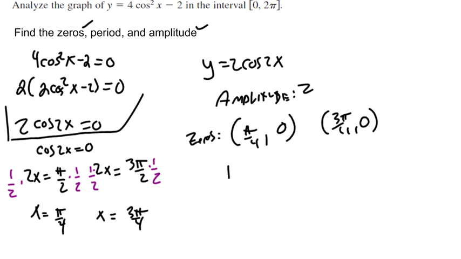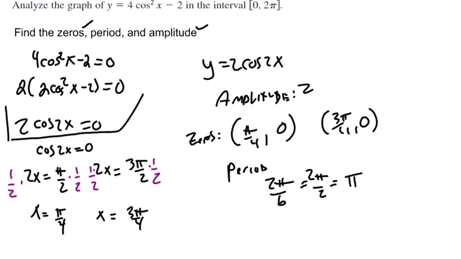What about the period? Well, the period, again, is 2 pi over b. That's for any sine or cosine, it's always 2 pi over b. And our b value is the coefficient of the variable we're taking the cosine of. So that's 2 pi over 2, which means that our period is just going to be pi.